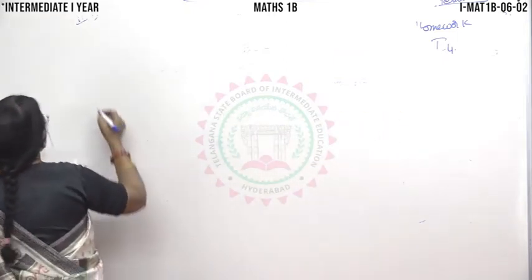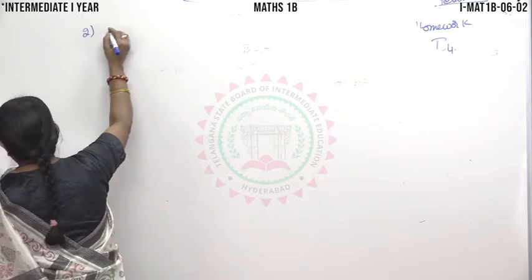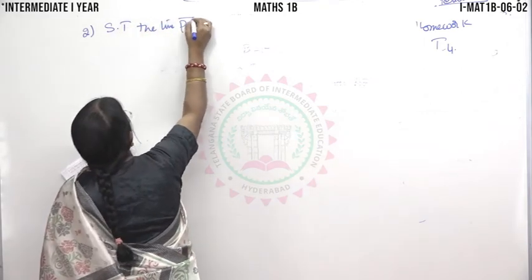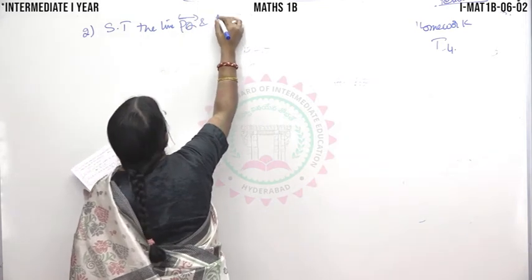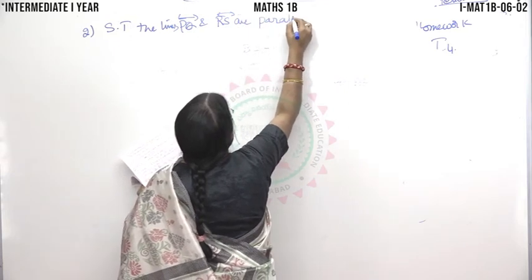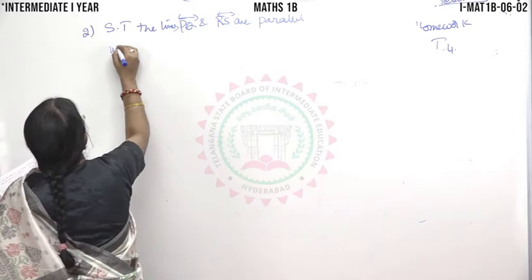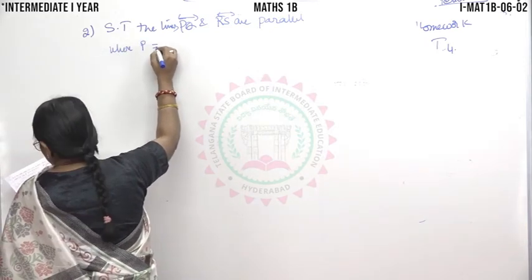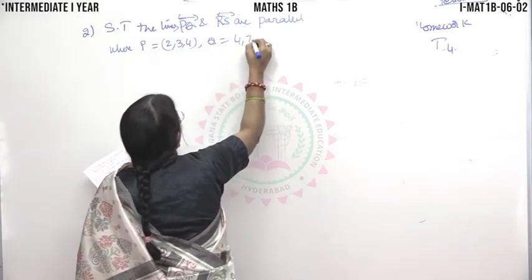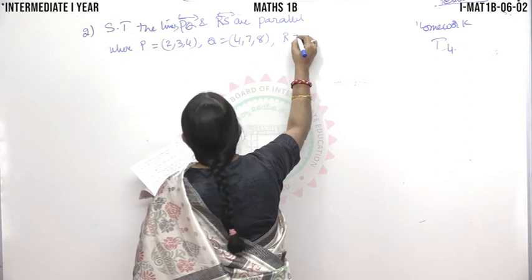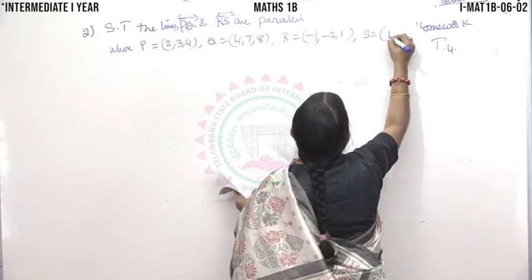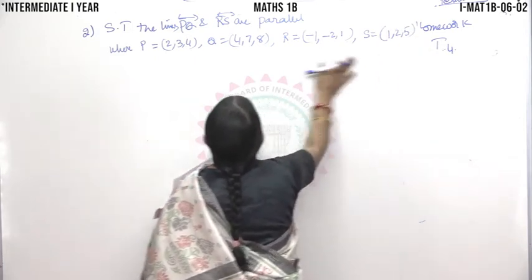Okay, next is the second problem. Show that the lines PQ and RS are parallel, where P is equal to (2, 3, 4), Q is equal to (4, 7, 8), R is equal to (-1, -2, 1), and S is equal to (1, 2, 5). So these are the points given.